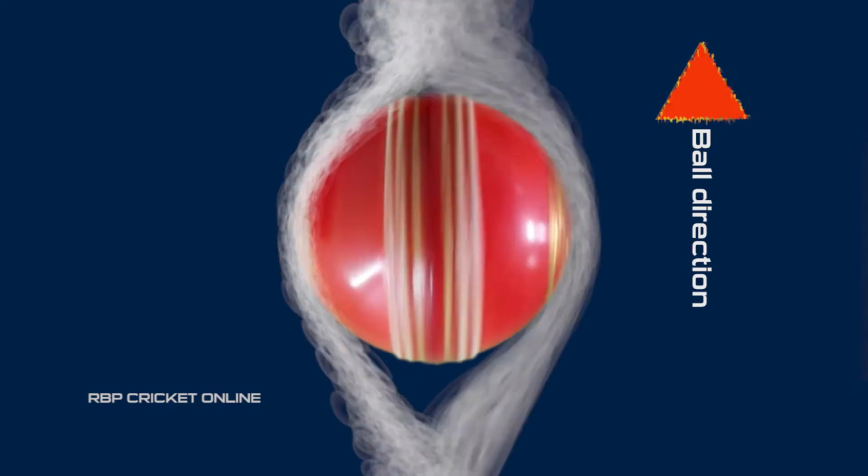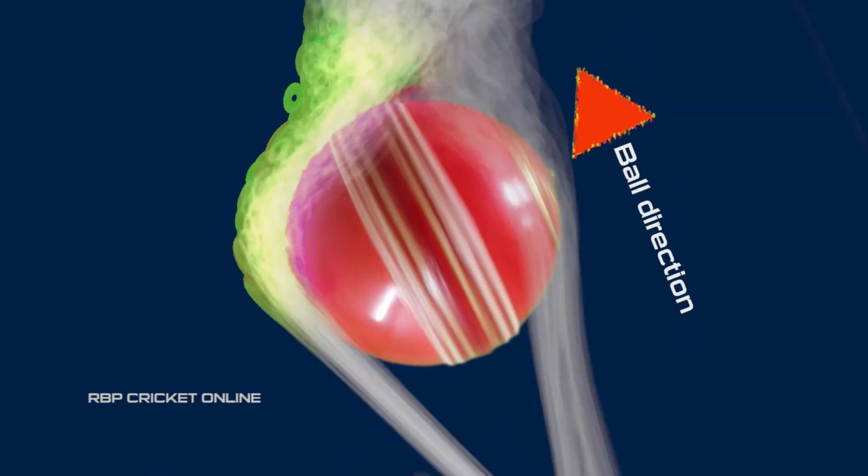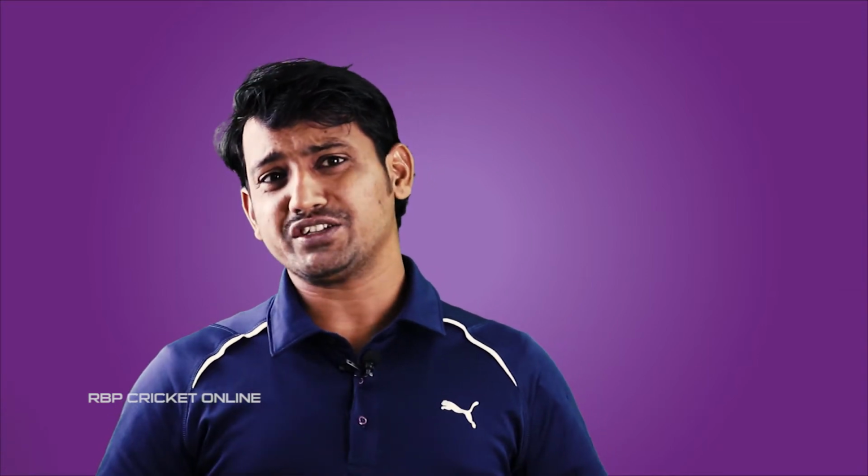But all this changes if you point the seam in a certain direction. Because the seam is on one side, the air deflects and takes a longer path, and thus creates pressure on one side while the air on the other side moves smoothly. This difference in air pressure causes the ball to move in the air and thus produces swing. Understood? So that's the science behind it. If you know it, it's good. Now you can take advantage of knowing this when you're bowling.